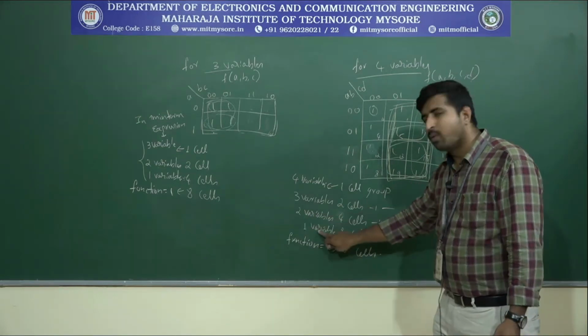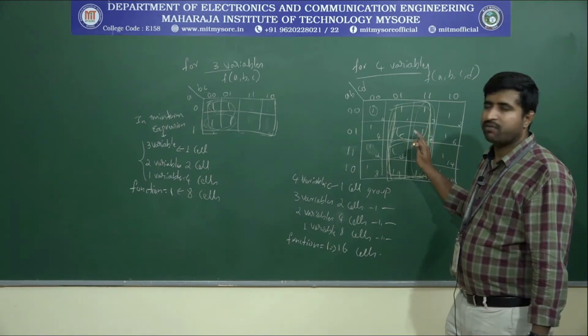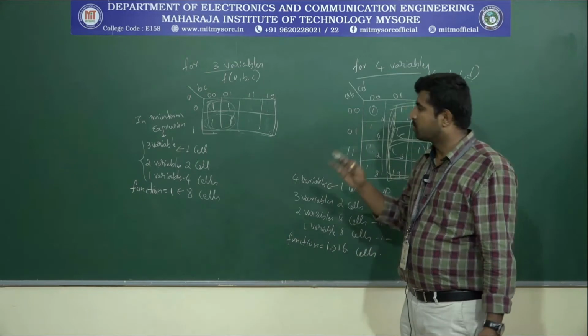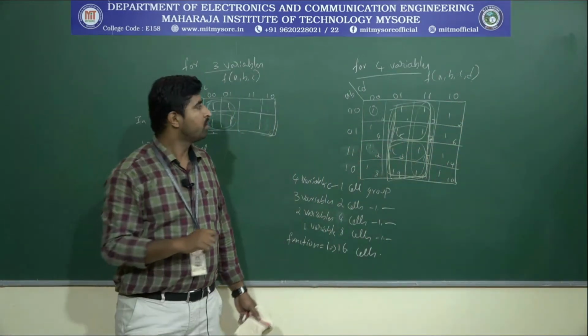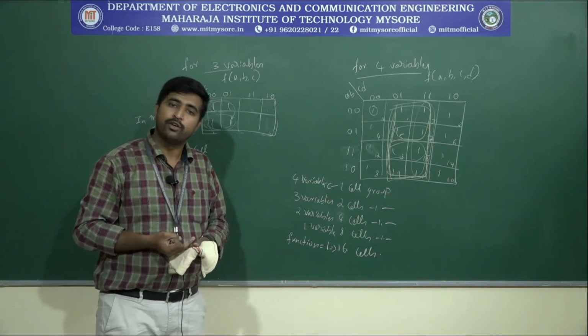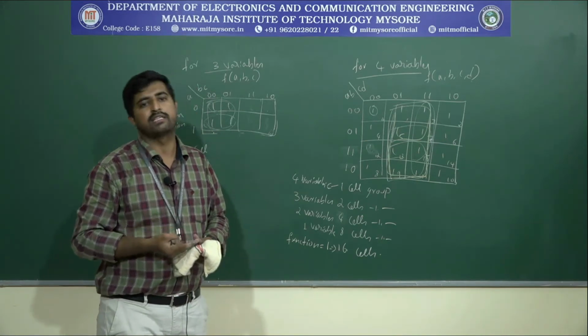Instead of that, only 1 literal can be simplified. Okay, so that is the advantage of grouping in a higher order. So this is with respect to the grouping. I hope you understood how to group, and why we need to group the higher order first, because we should get the simplified expression.